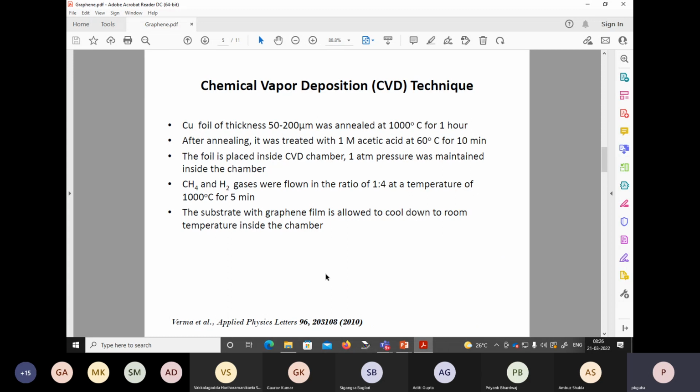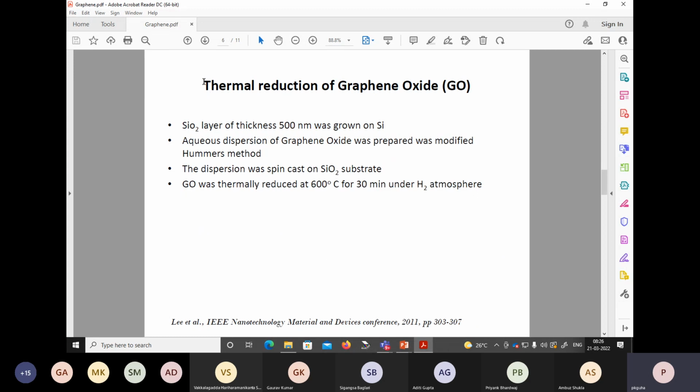And then there is another technique which is known as thermal reduction of graphene oxide to realize graphene. So graphene oxide is not graphene. Graphene oxide is basically the oxide form of graphene. So a very popular method people use is the modified Hummers method. This is a chemical technique of realizing graphene.